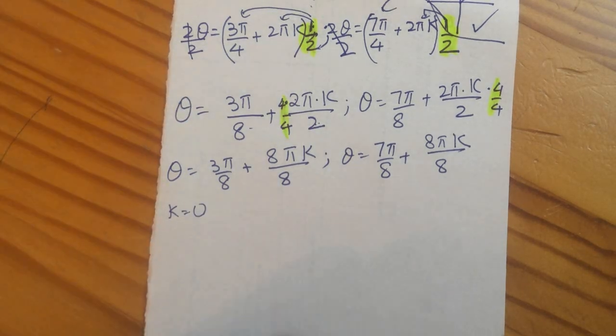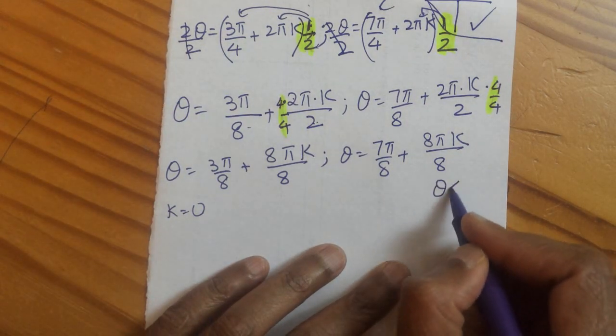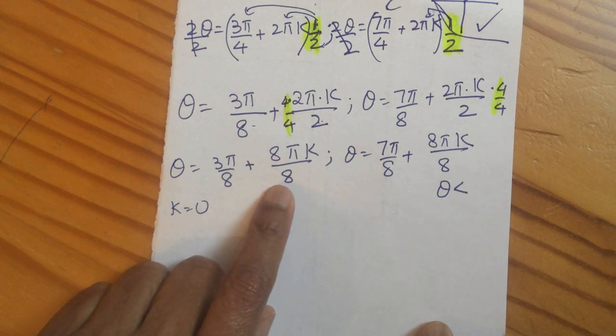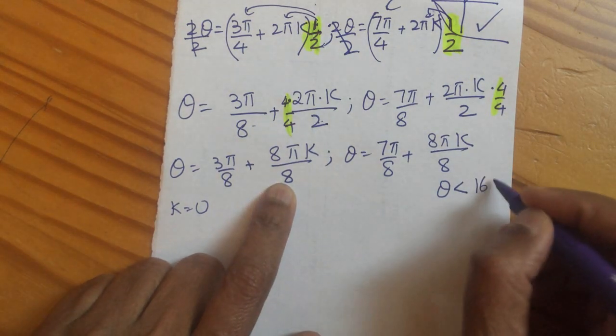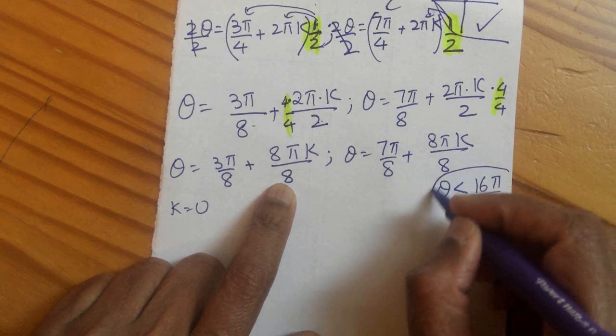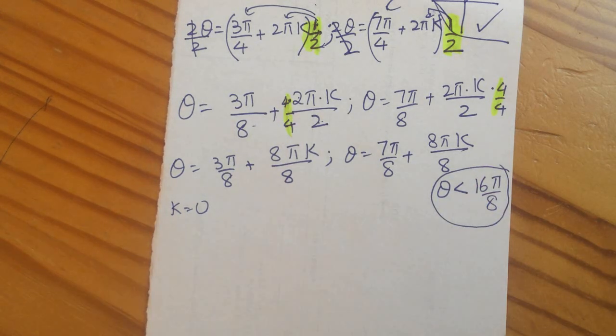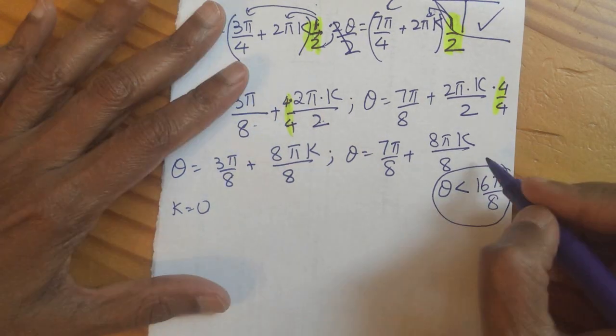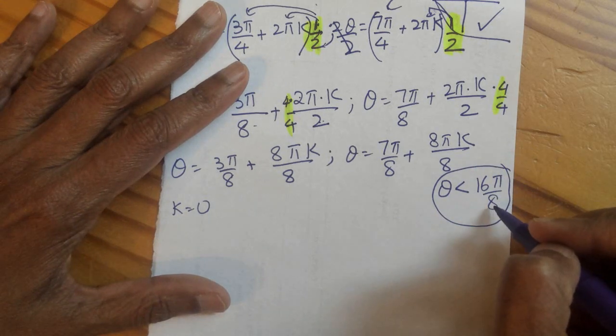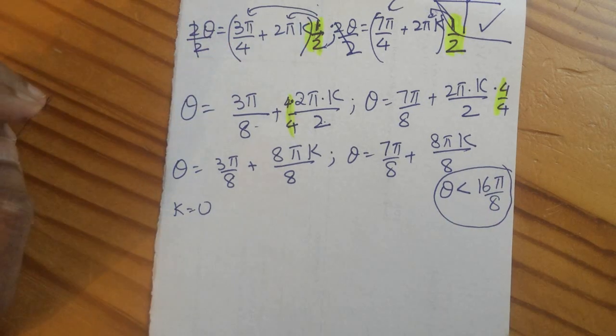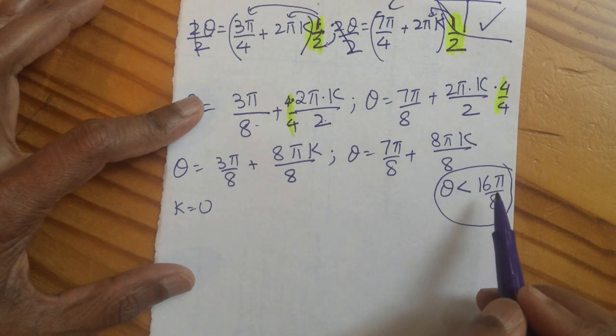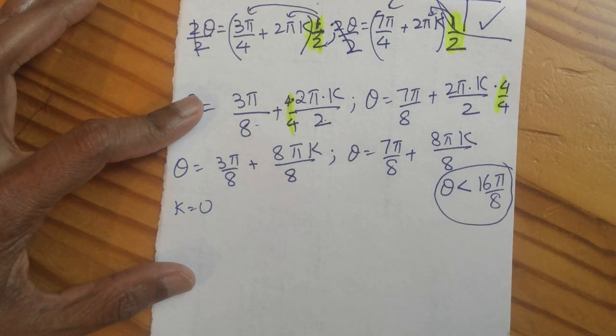Oh, before we do that, when do I stop? Theta needs to be less than 2 pi, but 8 is my denominator, so 16 pi by 8. Does everybody understand why I said 16 pi by 8? Because theta has to be less than 2 pi. And if 8 is the denominator, the top has to be 16 pi. So as soon as I see something just less than 16 pi, I need to stop.